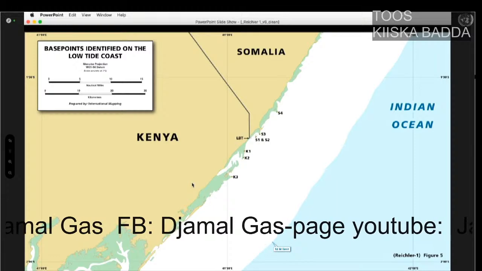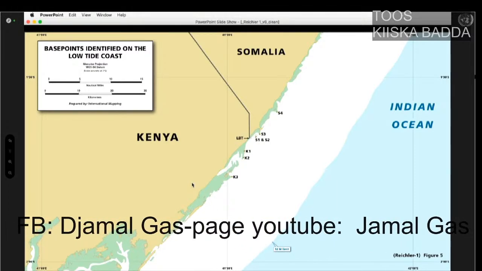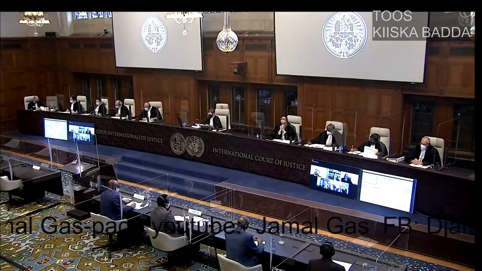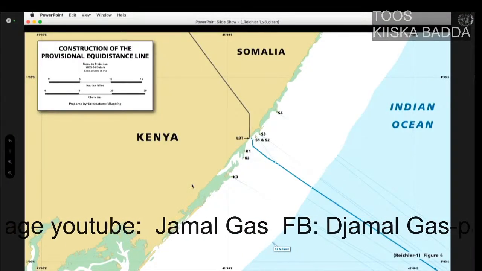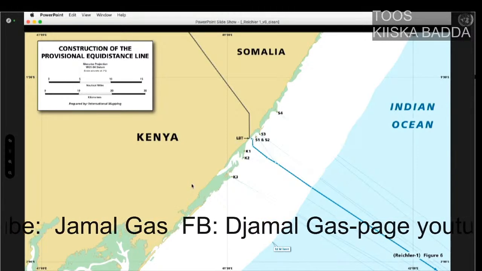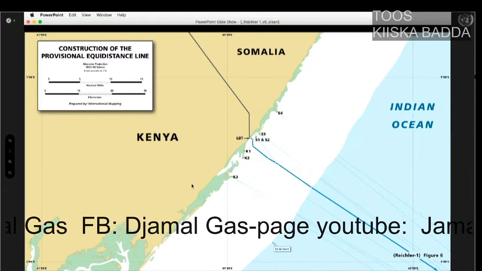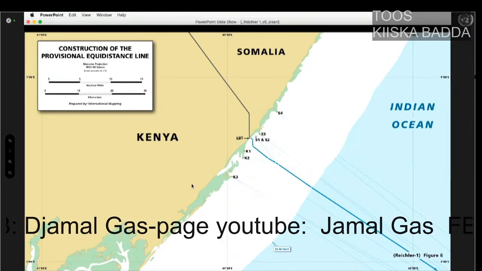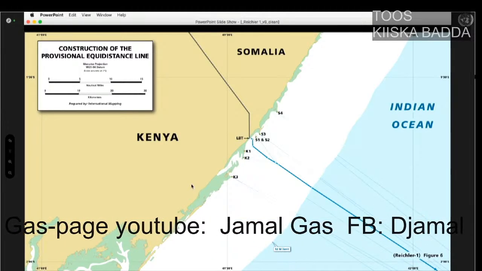From these base points, it is a mechanical exercise to construct a provisional equidistance line, which is also produced by the CARIS software. As you can see here and at tab 50, the equidistance line is almost perfectly straight. In fact, it is perfectly straight over its final 262 miles out to the 350-mile limit from Kenya's coast. This, too, is a reflection of the virtually straight, unremarkable coastline from which it is drawn.